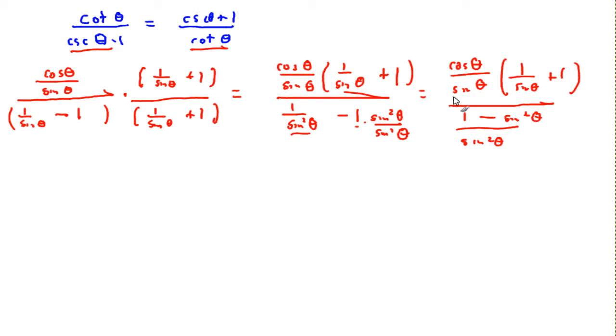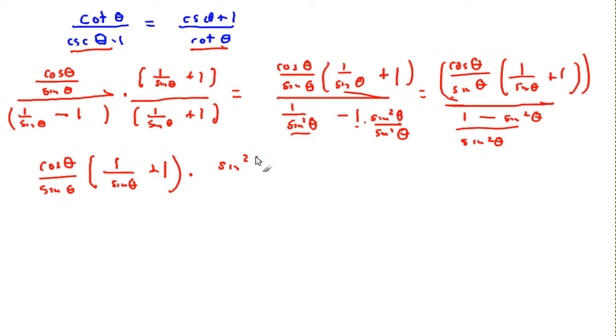So now what I'm going to do is convert this into a multiplication form. So we're going to leave the numerator as is. So it's going to be cos of theta over sine of theta multiplied by 1 over sine of theta plus 1. However, on this next step, instead of dividing by the denominator, we're going to multiply by the reciprocal of the denominator, which will be sine squared theta over 1 minus sine squared theta.